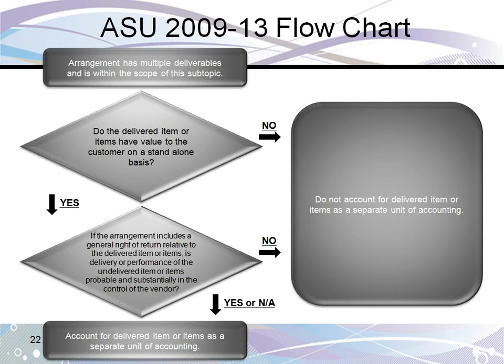If we do have standalone value, then we're going to ask the second question: does the arrangement include a general right of return relative to the delivered item? And is the delivery or performance probable and under control of the vendor? If the answer to that is yes, then we've achieved a separate unit of accounting for that item. If it's no, then we're going to consider it in the context, and maybe we'll just have one unit of accounting for the arrangement.